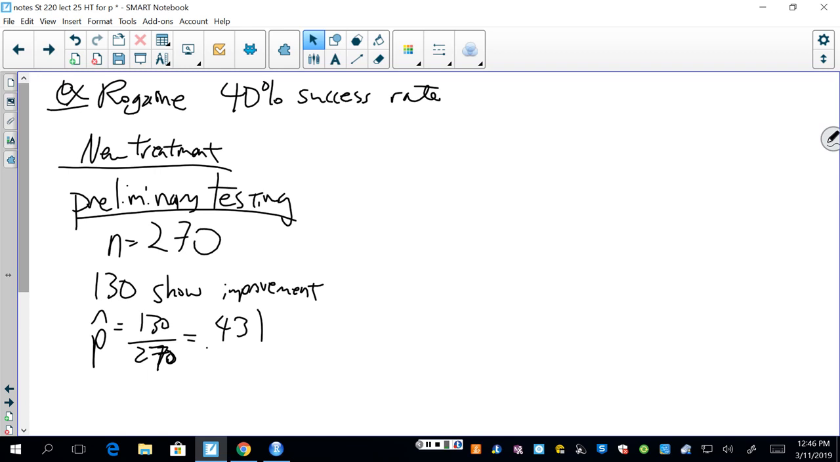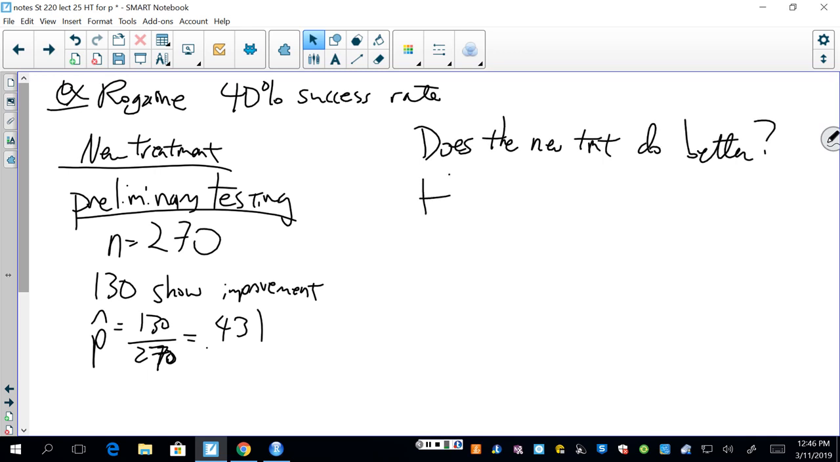Does this new product, this new treatment, look better? Does the new treatment do better? What's the null hypothesis and what's the alternative? Which number do you want to use as the null value? 0.4, right? The one that's been determined a long time ago, kind of the standard, no change from that.